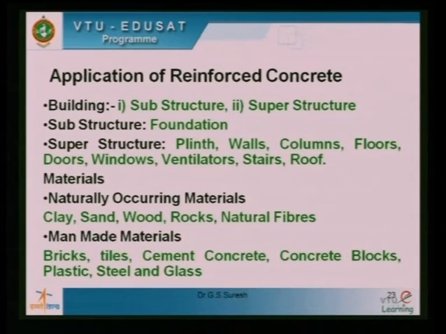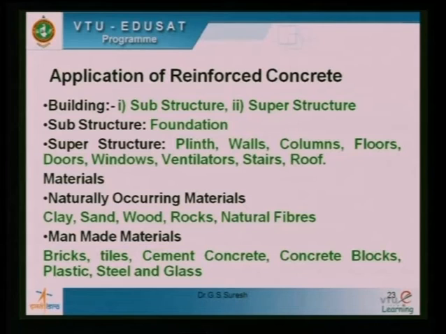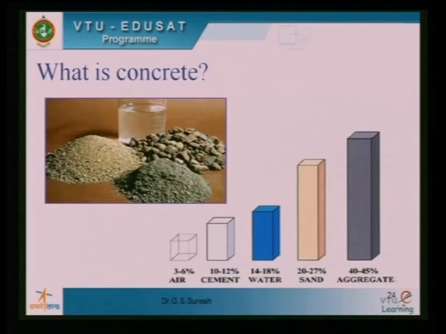Now, before we study more on the design aspects, let us try to understand the material which I have been explaining for the last 10 minutes, that is the concrete and steel. To make the concrete, we require sand, and the aggregate called broken stone, and also for building we use clay, rock, natural fibers. The man-made materials are bricks, tiles, cement concrete, concrete blocks, plastic, steel, and glass. These are all used in reinforced concrete.